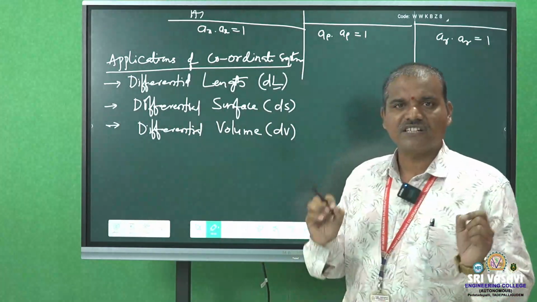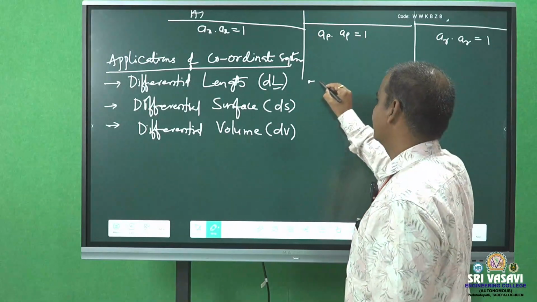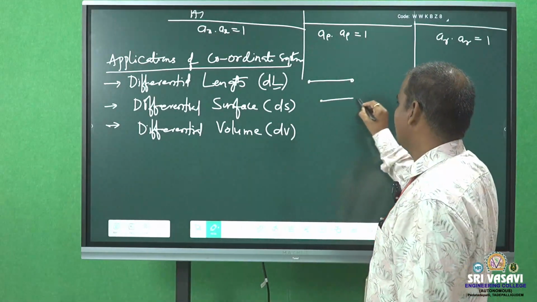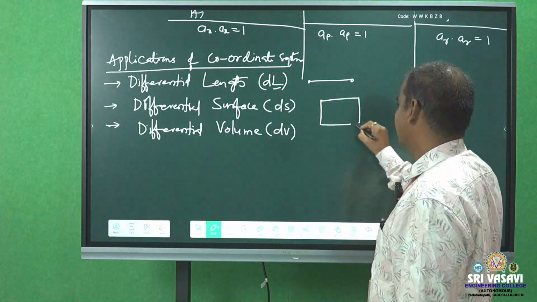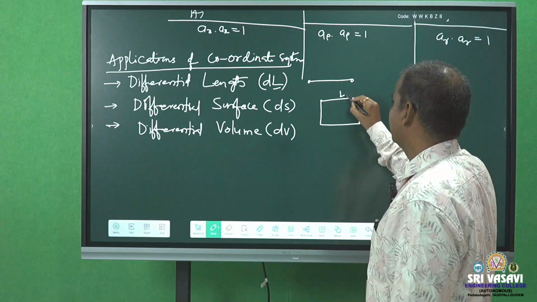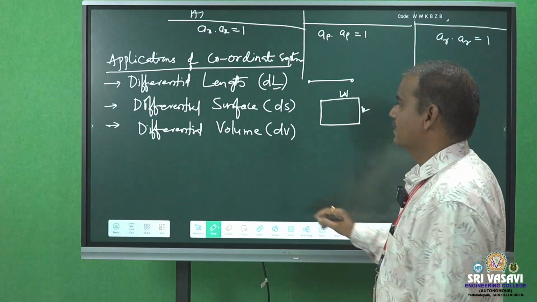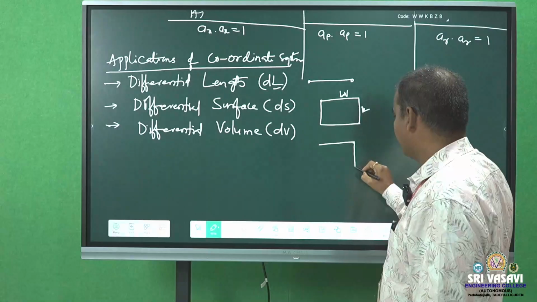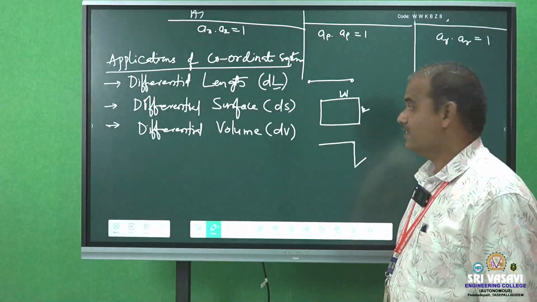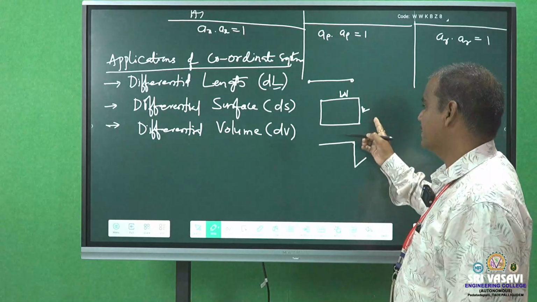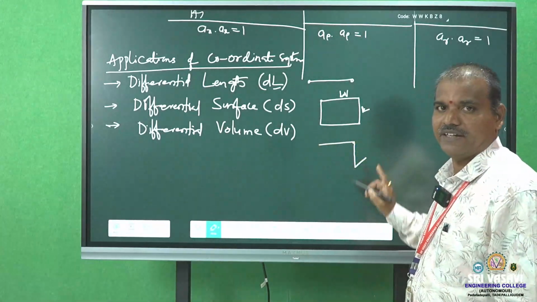Here we know length. Length is nothing but the distance between 2 points. We know surface. Surface is nothing but length into breadth from the basics. This is the width, this is the length. Right? Volume is length into width into height. So length is the distance between 2 points, surface is length into width, and volume is length into width into height.